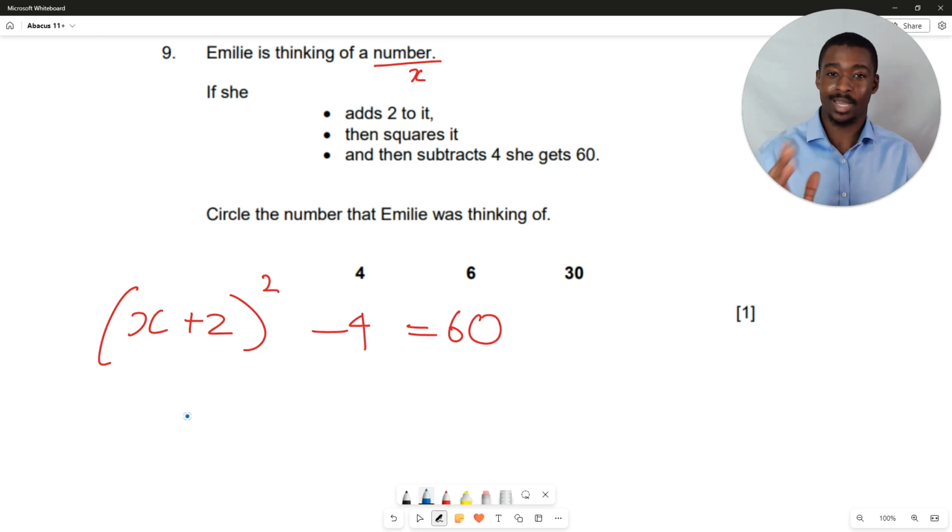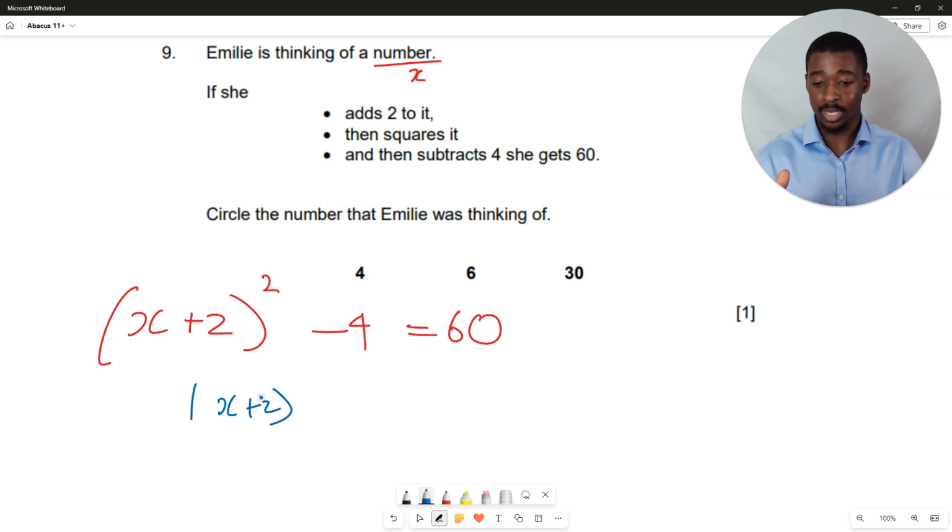And the right mindset to have is we know we need to end up with X equals something. So X on one side and the number on the other side. So what we need to do is remove all the obstacles blocking us from getting to X on its own. So the first obstacle is this subtraction by 4. So we can take that out or reverse it by adding 4 to both sides. So adding 4 to both sides gives us X plus 2 squared on the left-hand side and 64 on the right-hand side. Then we can square root both sides. Left-hand side, we have X plus 2.